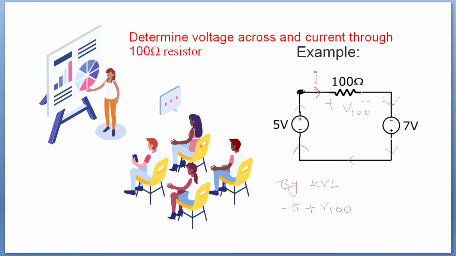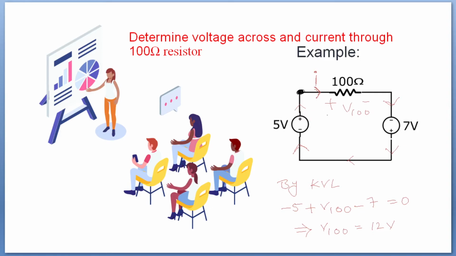Now consider the 7 volts voltage source. Current I comes to the negative terminal of the 7 volt source. So put minus 7, which is equal to 0. That implies voltage across the 100 ohm resistor is plus 12 volts. Okay, this is KVL.